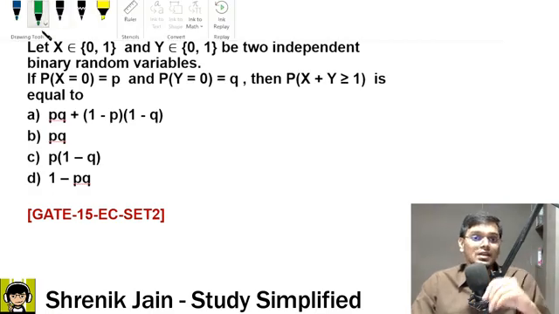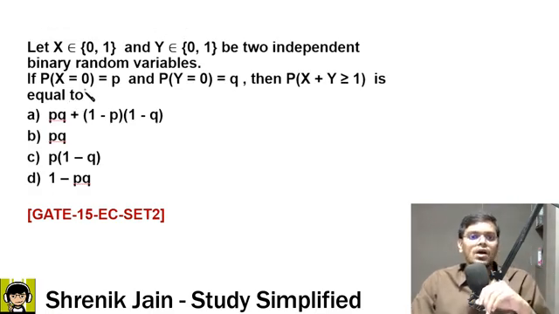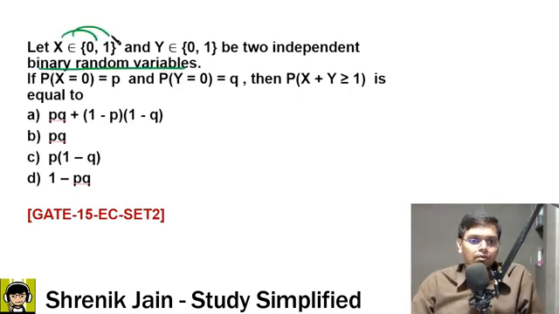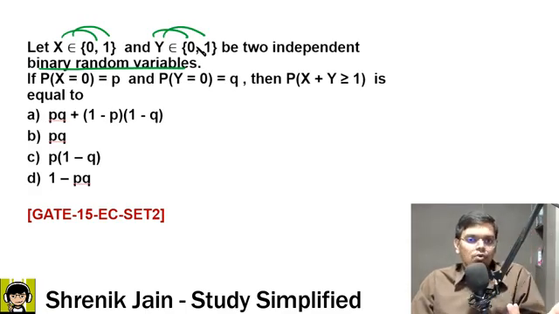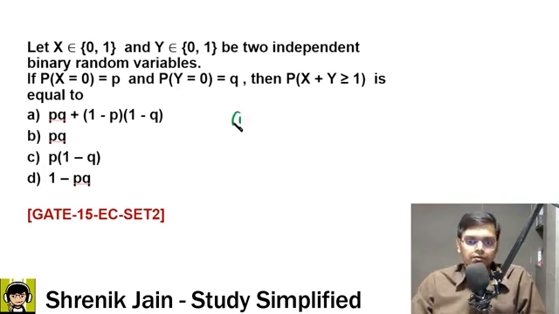Because this is a discrete random variable. Sir, how do you know it's discrete? Because it's a binary random variable, it's countable. X is 0, 1, Y is 0, 1. It's fixed. X is not taking any other value. It's countable, fixed values. So it's a discrete random variable. That is the first point.